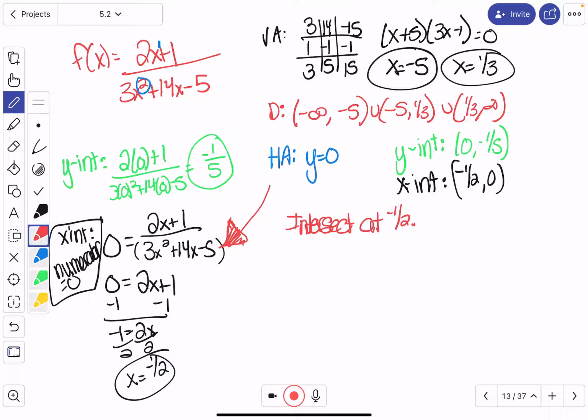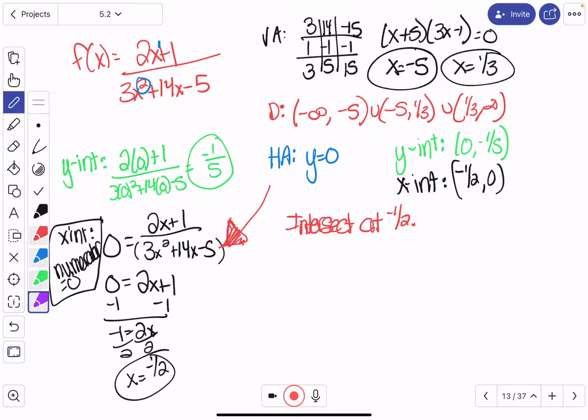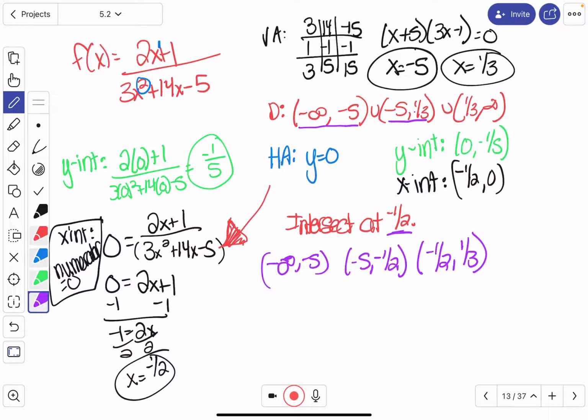So now we use our domain and our intersection point to make intervals to test. So we go from negative infinity to negative 5. Then negative 5 to negative 1/2, because that intersection point is going to change things. Negative 1/2 to 1/3 to finish that bracket. And then we have the last interval, 1/3 to infinity. So we're going to pick a number in each of those.